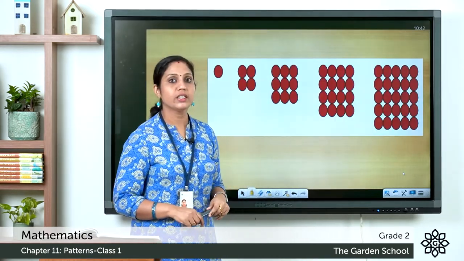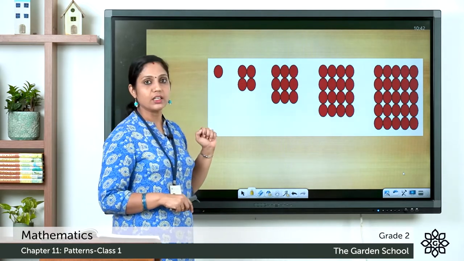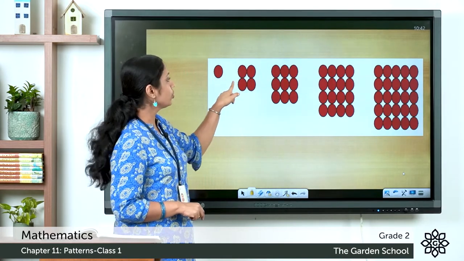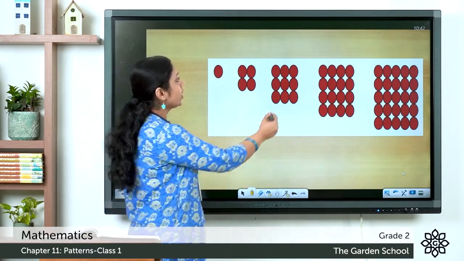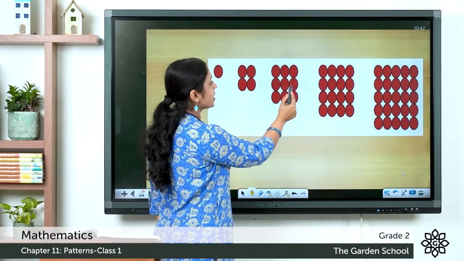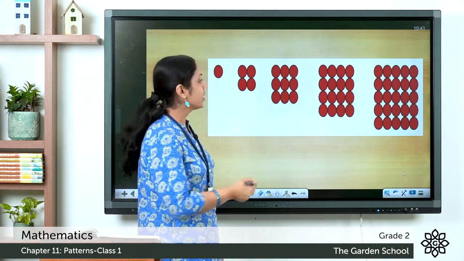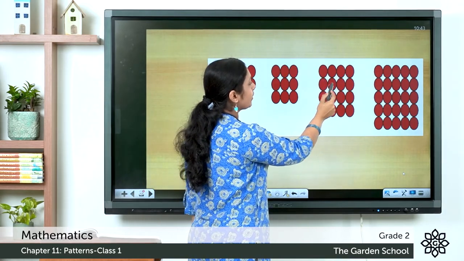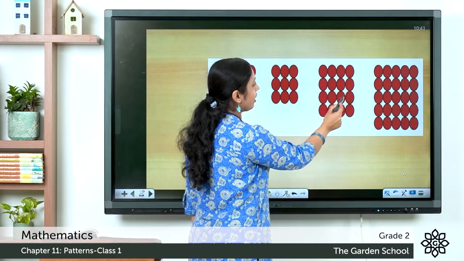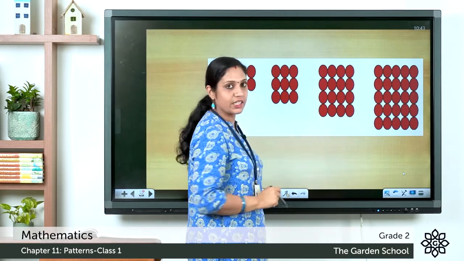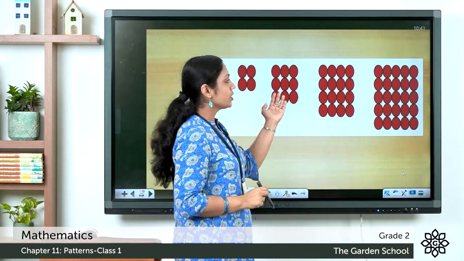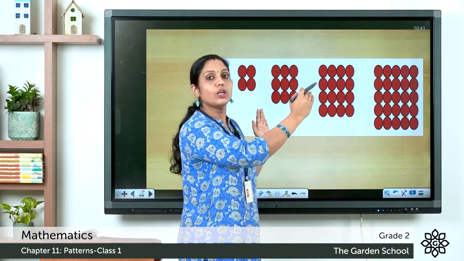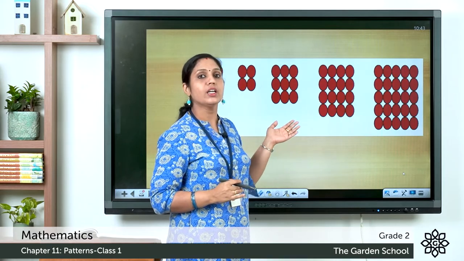Let's have a look at it. Here also, you can see a circle. First, you can see one circle. Then you can see 4 circles. 1, 2, 3, 4. In the third place, you can see 1, 2, 3, 4, 5, 6, 7, 8, 9 circles. And in the fourth place, let's see how many are there. 1, 2, 3, up to 16. And you can see that these shapes are not repeating again. What is happening? They are keeping on growing. So such a pattern is called a growing pattern.